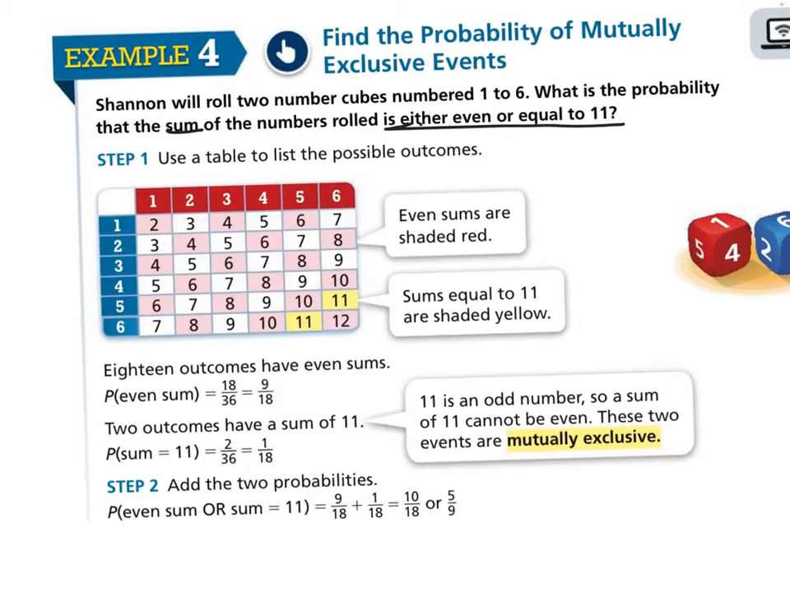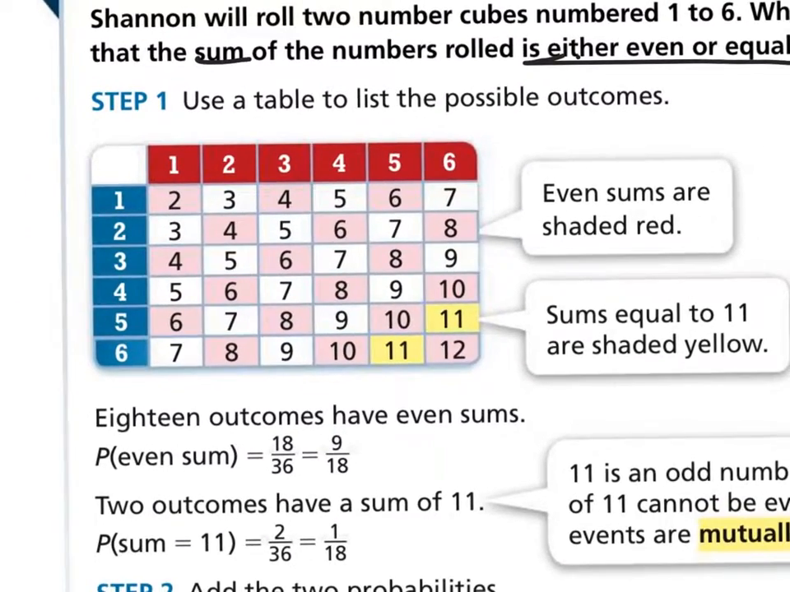So this one, they've shaded the even sums as red. So for example, if we got a 1 and a 1, that'd be a sum of 2. If we got a 1 and a 3, that'd be a sum of 4, and so on. So you can see we got kind of a checkerboard here. Beyond that, we have 2 of these highlighted in yellow that are sums that are equal to 11. So if we got a 5 and a 6 or a 6 and a 5, those would equal 11.